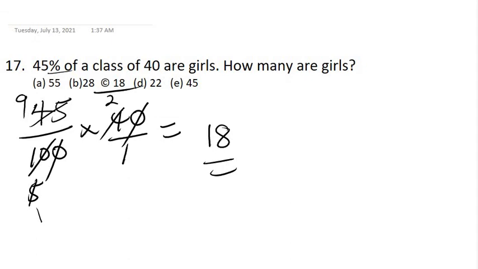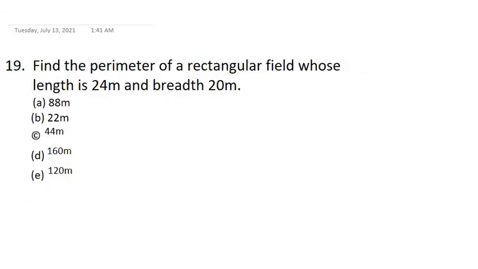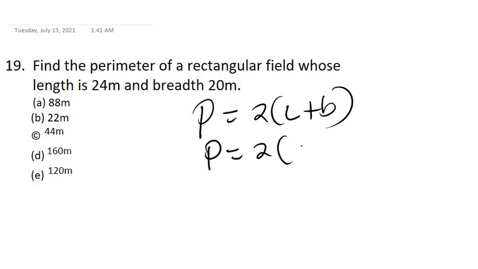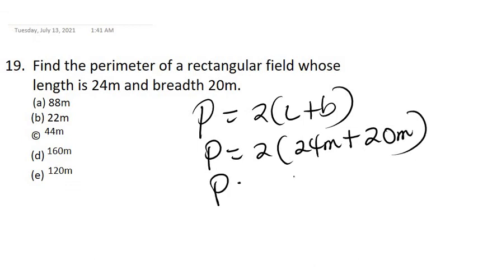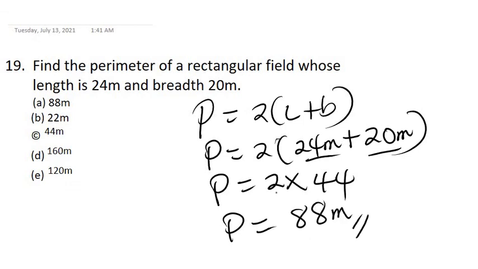Okay? So question 18. Oh, I think I treated 18 earlier. So let's take question 19. Find the perimeter of a rectangle whose length is 24 meters and breadth is 20 meters. The formula for calculating the perimeter of a rectangle is P equals 2 bracket length plus breadth. So perimeter equals 2 bracket the length, which is 24 meters, plus the breadth, which is 20 meters. Bracket means you multiply. 24 plus 20 will give me 44. Perimeter equals 2 times 44, 88 meters, which is A.